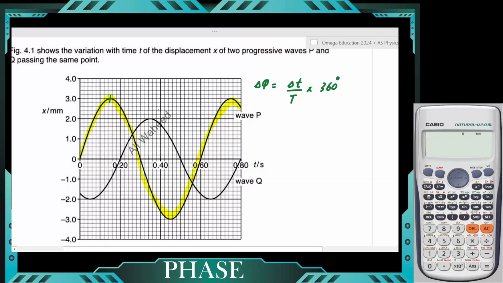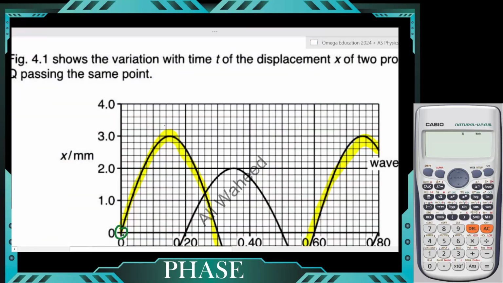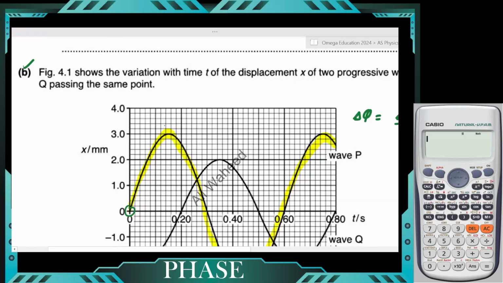Or, to keep it easier, I can pick this point from the first wave, and the point that is in phase with respect to this one is over here. So check it out, these 2 points. How do we know? Because after this point, wave P goes all the way up. Likewise, after this point, wave Q also goes all the way up. But once you have marked the points, what do you do afterwards?